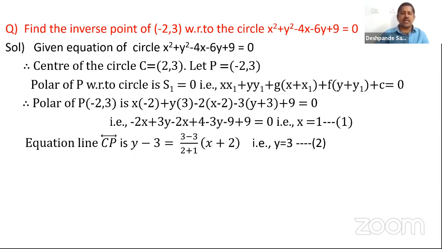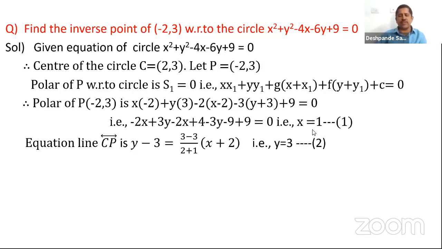So y minus 3, y1 is 3 here, is equal to slope. How to find slope when 2 points are given? (y2 minus y1) by (x2 minus x1). So (3 minus 3) by (2 plus 1) into (x plus 2). When you simplify this, you get the equation as y is equal to 3. So you got the polar and you got the equation of CP.